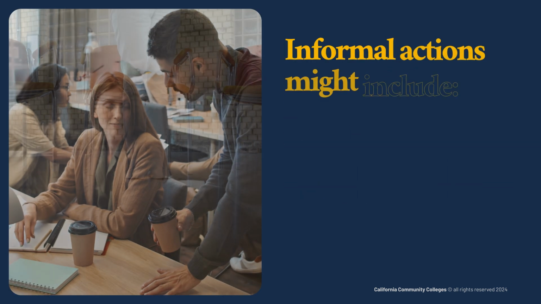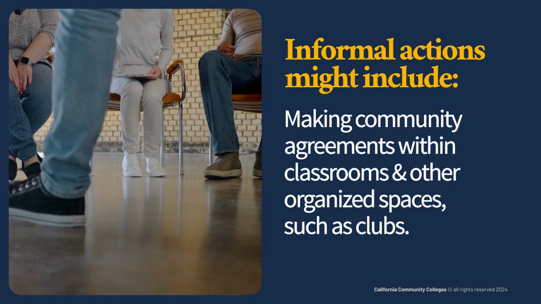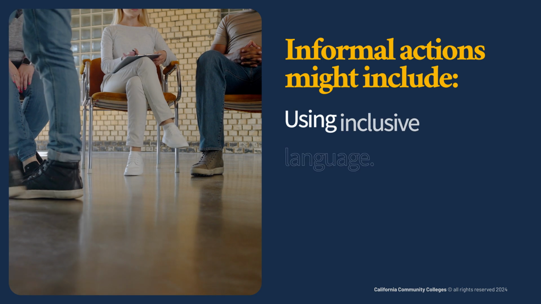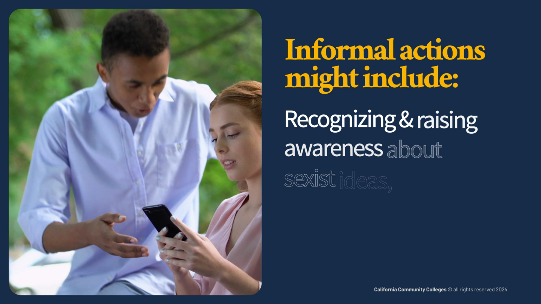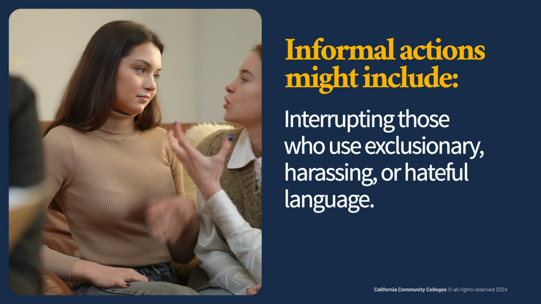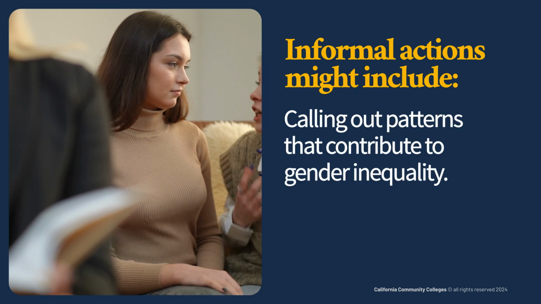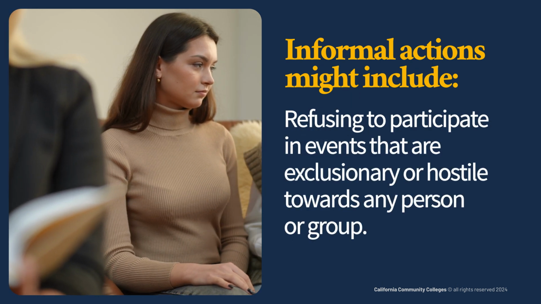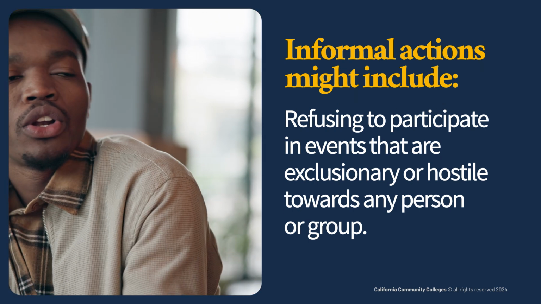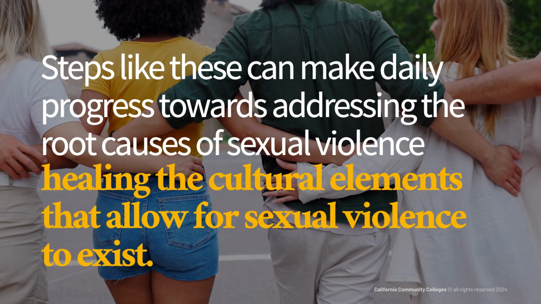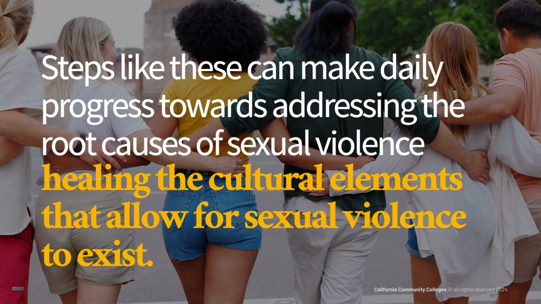Informal actions might include making community agreements within classrooms and other organized spaces, such as clubs, using inclusive language, recognizing and raising awareness about sexist ideas like victim blaming, interrupting those who use exclusionary, harassing, or hateful language, calling out patterns that contribute to gender inequality, and refusing to participate in events that are exclusionary or hostile towards any person or group. Steps like these can make daily progress towards addressing the root causes of sexual violence and healing the cultural elements that allow for sexual violence to exist.